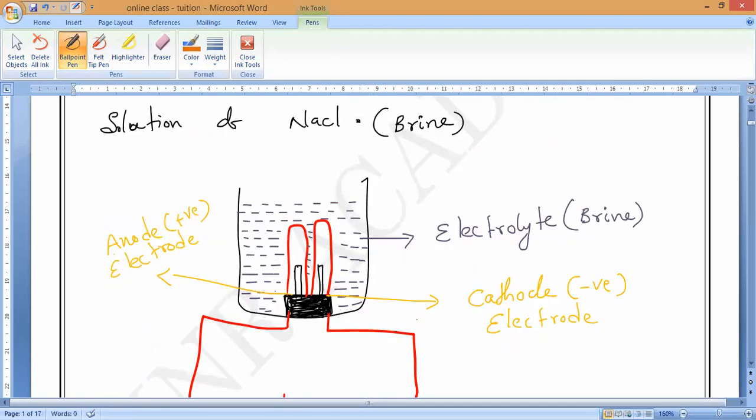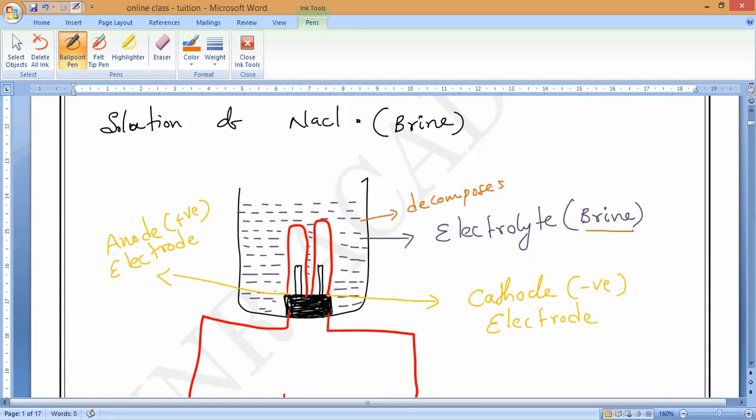then the electrolysis process will be carried out. When electricity is passed through a concentrated solution of sodium chloride, what is this called? Brine. Understand? So it decomposes. What reaction will take place here? Decomposition. Understand?